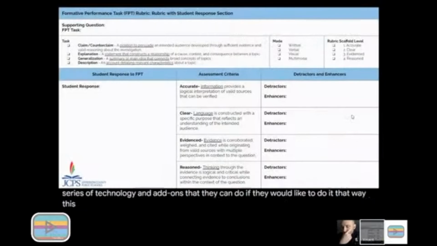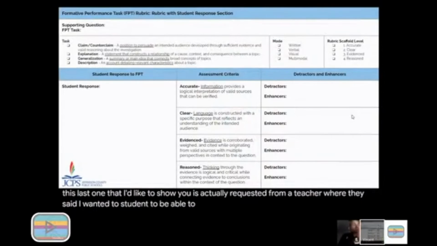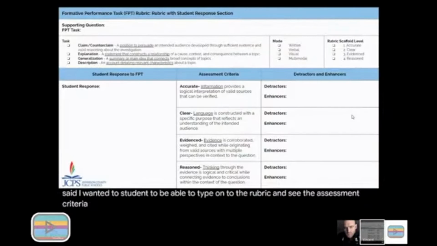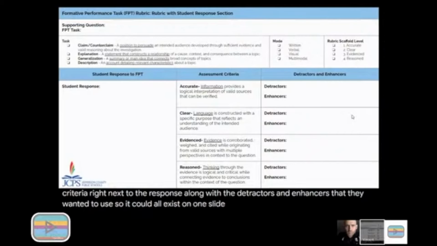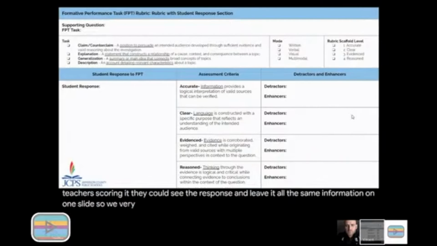This last one that I'd like to show you is actually requested from a teacher. They said, I wanted the students to be able to type onto the rubric and see the assessment criteria right next to the response, along with the detractors and enhancers that they wanted to use. So it can all exist on one slide as the student's writing it, but also as the teacher scoring it, they can see the response and leave all the same information on one slide. So we varied this up a couple different ways just to show this rubric is flexible with how you can review it with students.